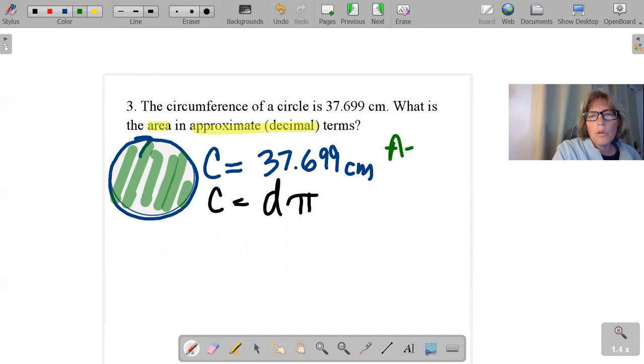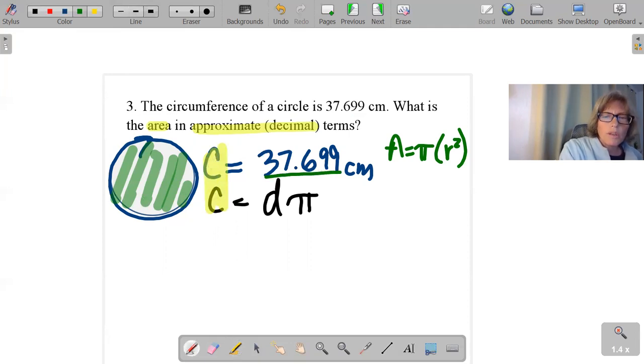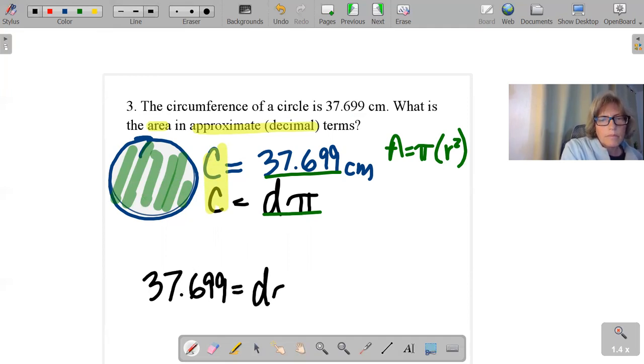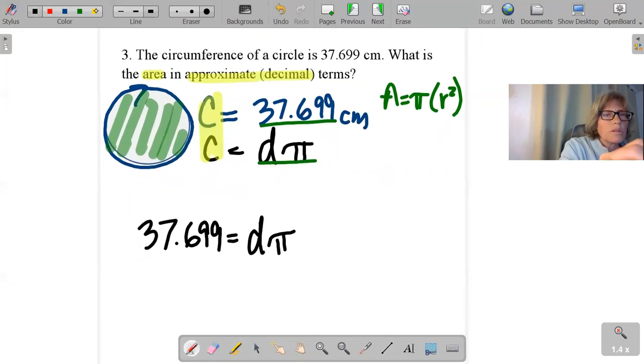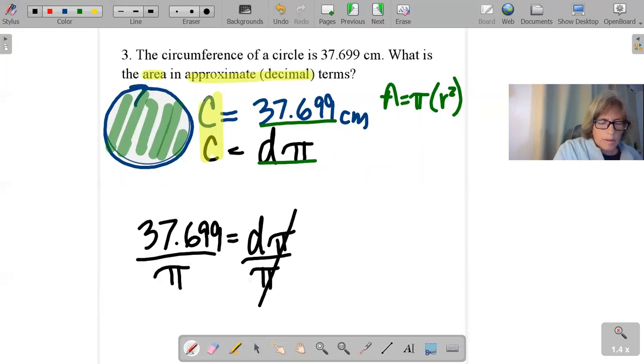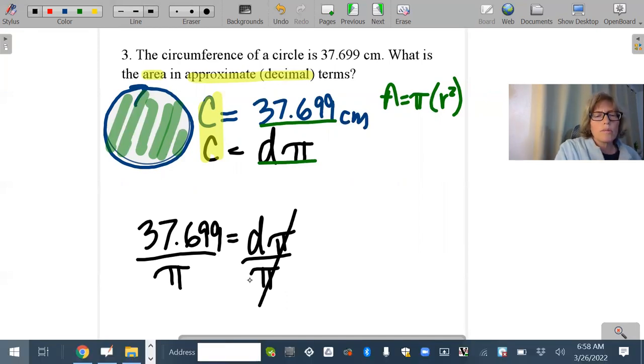And apple pie is really, really good. So that's what we want, the area. So we need the radius here. If those are equal, these are equal. You're like, what on earth do I do with this? Well, really simple. We're going to divide by pi. Now you get your calculators.